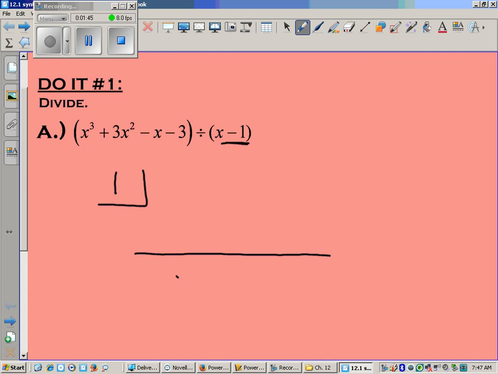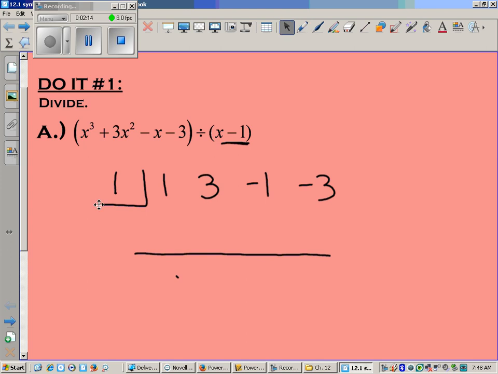Next to the box, I'm going to put my coefficients of the polynomial. So my coefficients are going to be 1, then 3, then -1, then -3. Okay? When we did our long division, we had to worry about all of our x's, and we had to carry down all of our x's, and it got kind of complicated because there was so much going on. Synthetic division simplifies it a little bit by ignoring all those variables and just looking at the numbers.